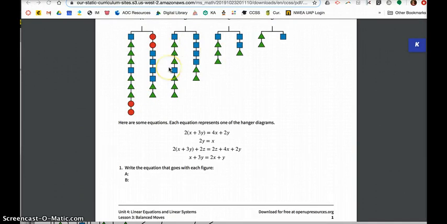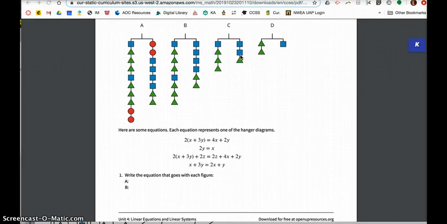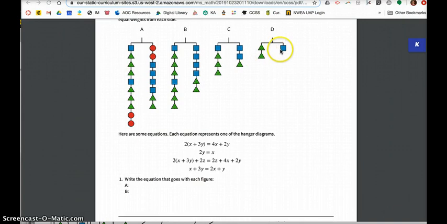They essentially divided everything in half. So they took half away from this side and they took half away from this side. So that's why there's 2 squares and a triangle left. And then the last step, let's see, what did they do? They took away 1 square from each side and 1 triangle from each side, and that resulted in the D equation.